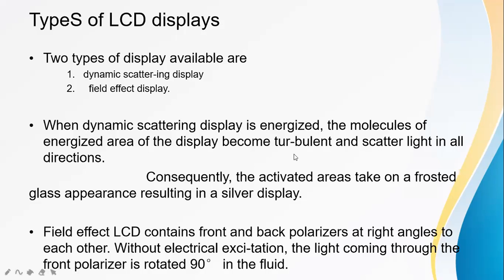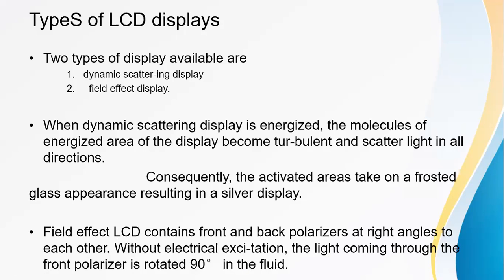It emits the light in all the directions. Consequently, the activated area takes on a frosted glass appearance, resulting in a silver display. The display is in a white color, silver color. A field effect LCD contains front and back polarizers at right angles to each other. That means this field effect contains two polarizers. Without electrical excitation, the light coming through the front polarizer is rotated 90 degrees in the field.